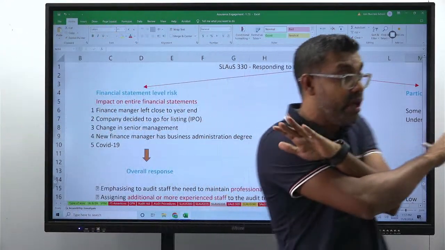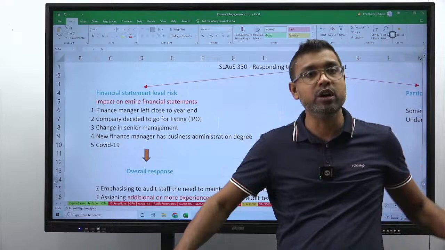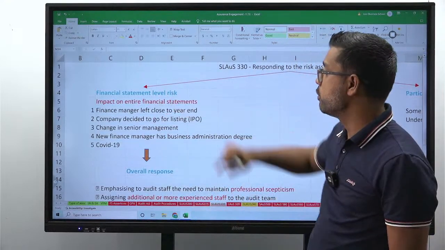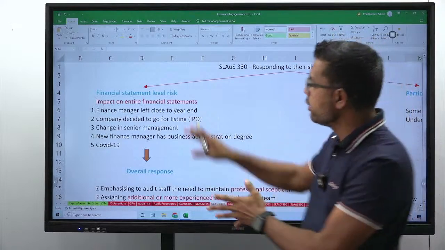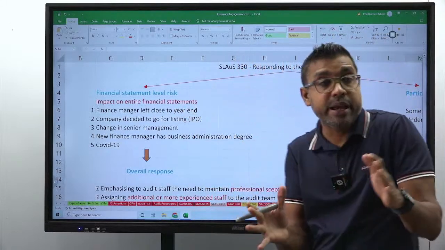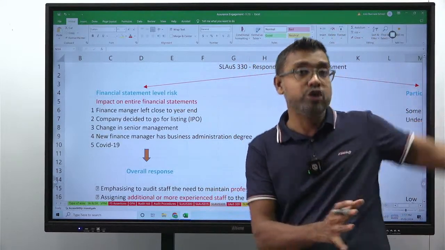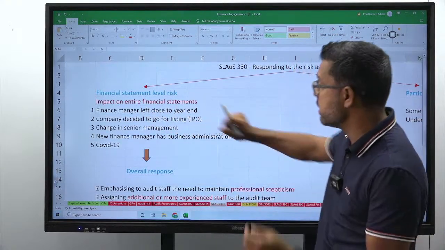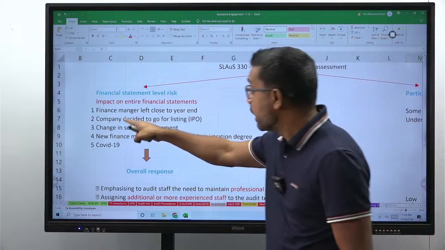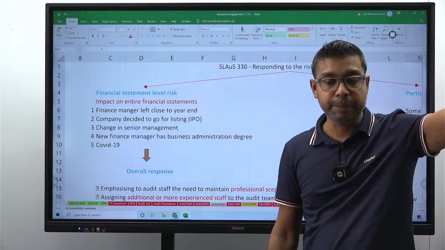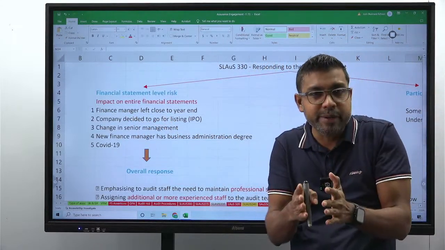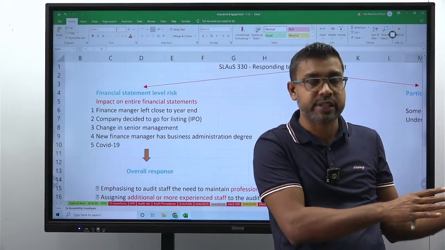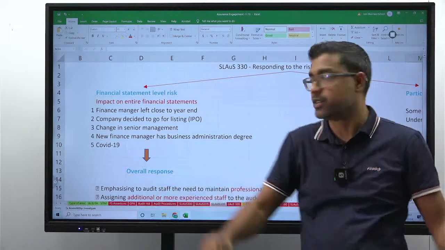That has impact on the balance sheet, P&L, cash flow, overall impact to the financial statements, overall impact to the business, which is called financial statement level risk. What kind of risk? For example, let's say the finance manager left close to the year end. Now no one is there to prepare financial statements. So that is financial statement level risk. The company decided to go for listing, an IPO. Today you are a private limited company and you decided to go for listing on the Colombo Stock Exchange. So that has impact on the overall business.